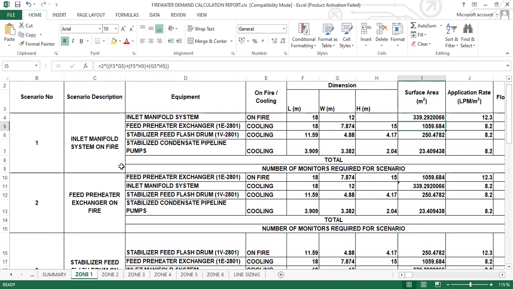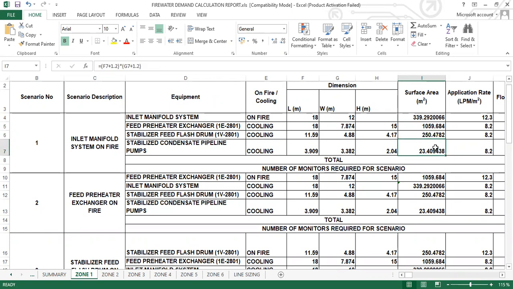So the question now is which L should I use? Should I use the height or should I use the length? I guess I'll use the length because the length is longer than the height. So I'll update there.